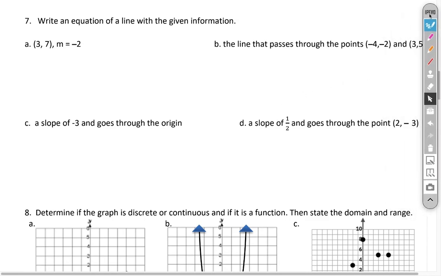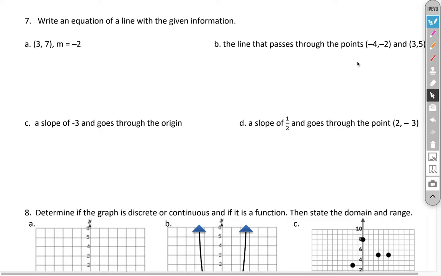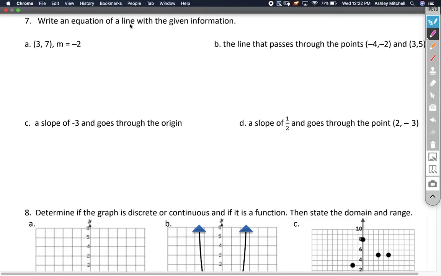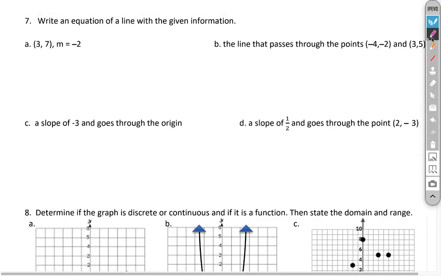Let me move this out of the way. All right, so now we need to write an equation of a line with the given information. Well, if we remember, just like we talked about, the things that we need to remember for this are those formulas. Like I said, if you remember anything, please remember these. So we have y equals mx plus b, and we have m equals y2 minus y1 over x2 minus x1. That's what we're going to be using to solve these.